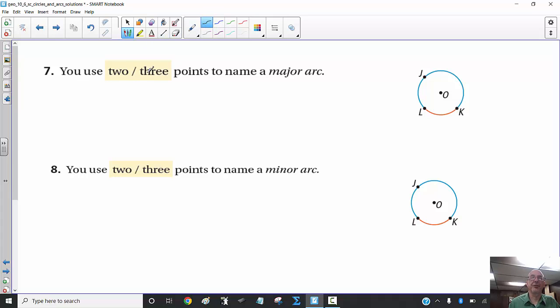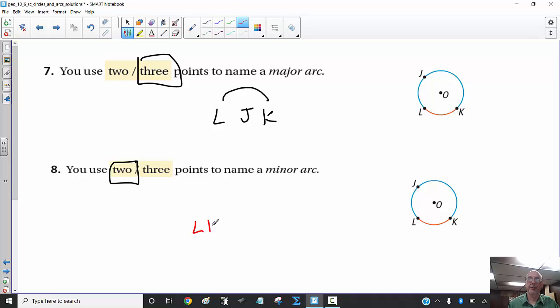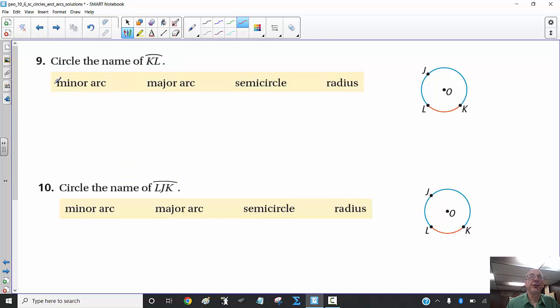Okay. Let's see. You need 3 points, as I just discussed, to create a major arc. So it's going to be endpoint, endpoint, and this middle point to force you to go the long way. You need 2 points for a minor arc. So LK this way. Okay. Let's see what we've got now. Circle the name of KL. Well, it's a minor arc. Okay. Circle the name of the one with 3 letters, it's a major arc. Okay.